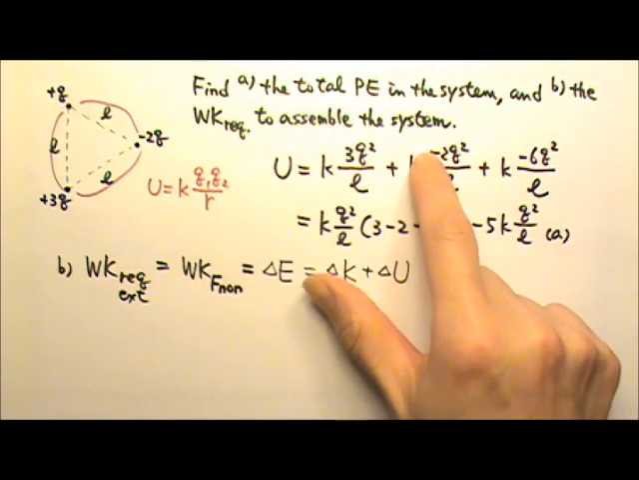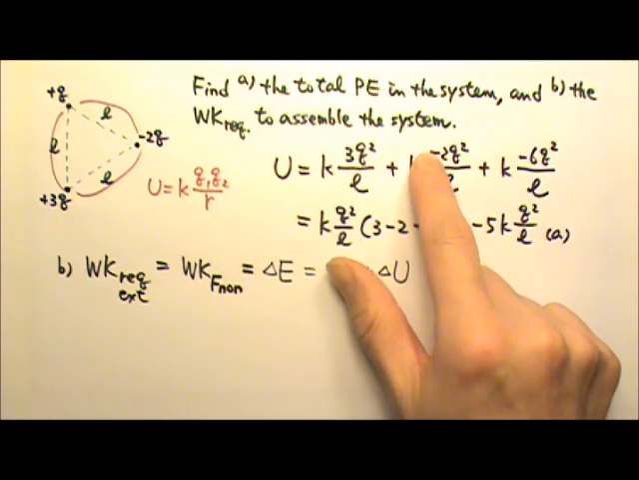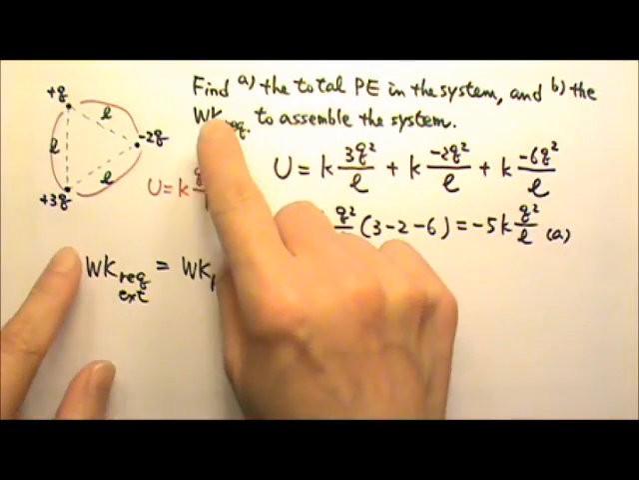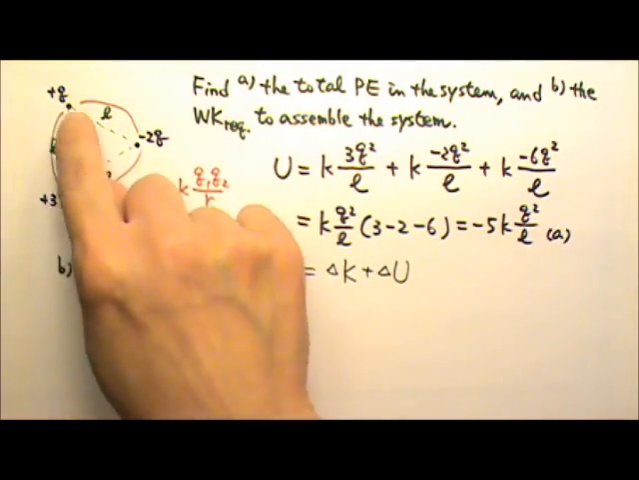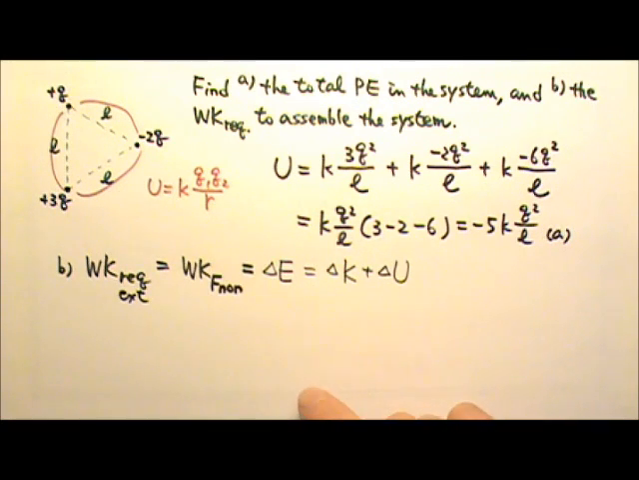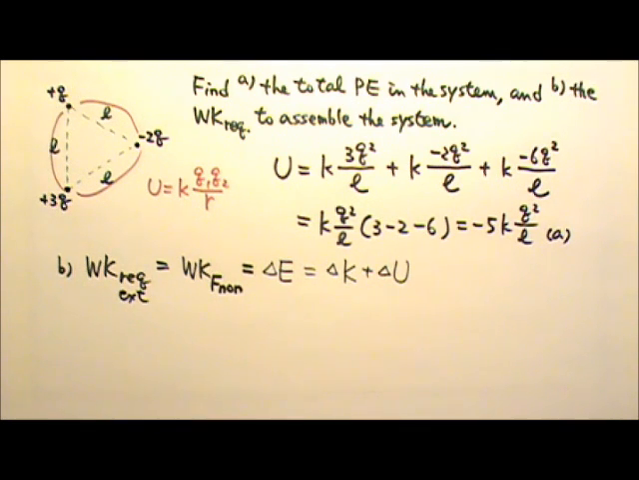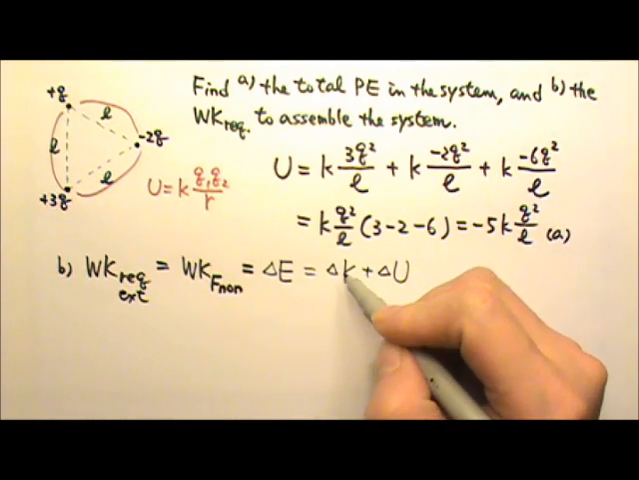To assemble the system means that the external agent has to move the charges from infinite distance away, bring them in, and place them here in this configuration. And the charges would start from rest at infinity to rest at these positions. Therefore, the change in kinetic energy is 0.